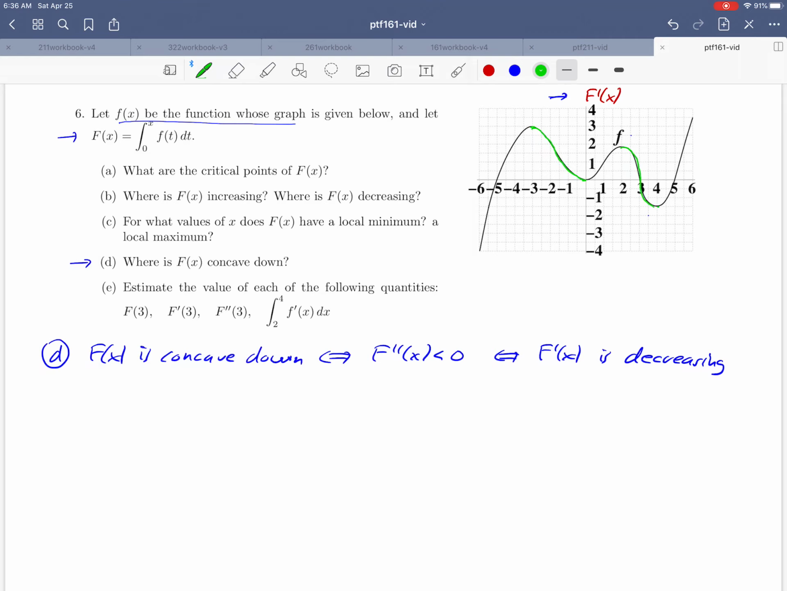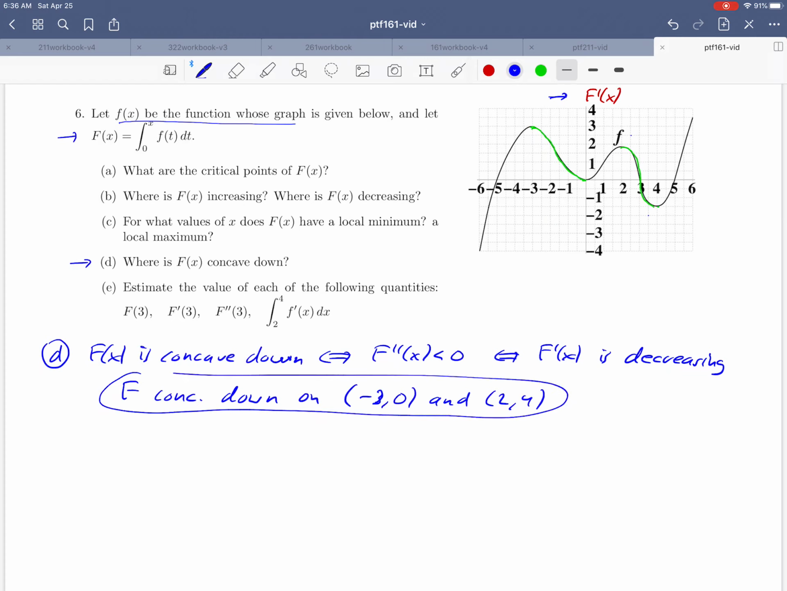So it looks like we've got two intervals where this would happen, and so our answer is going to be, let's see, the first interval looks to be about -3 to 0. And the second one, as we said, is 2 to 4. There's our answer to part D.